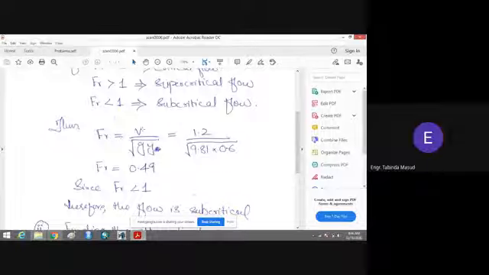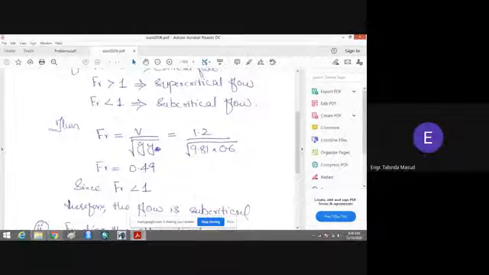Froude number is equal to V divided by under root of Gy. Putting the values, we will get the value equal to 0.49. Since it is less than 1, therefore the flow is subcritical. I will recommend all of you to find the Froude number whenever you are asked to find the state of the flow. It is very simple. Your calculations get simple. You have to use just one formula. Whether to use it is up to you, but I will recommend this method.